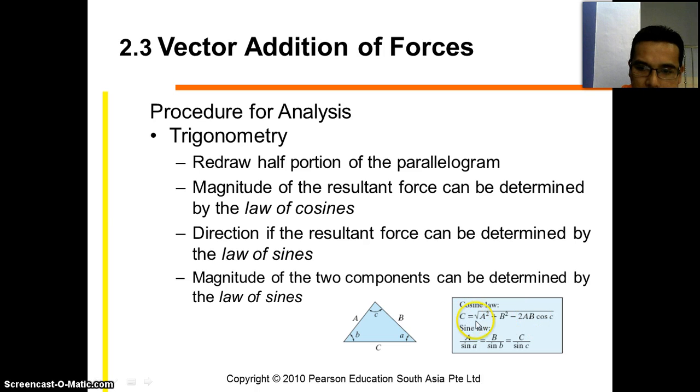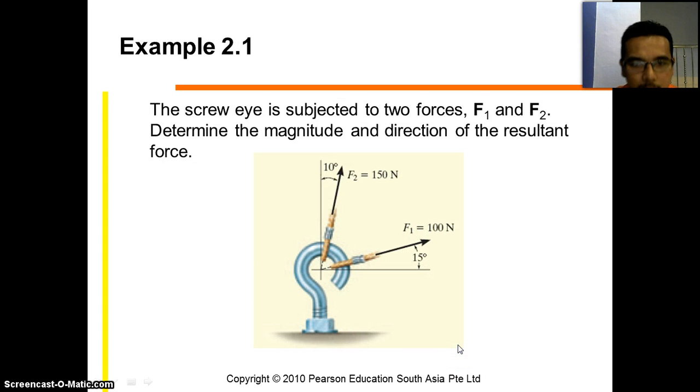So we have C is the square root of A squared plus B squared minus 2AB multiplied by cos C. Whereby the sine law is A over sine A equal to B over sine B equal to C over sine C. If you put the denominator on top, it is sine A over A equal to sine B over B equal to sine C over C. So either you put A over sine A or sine A over A. Okay, so you see the example.